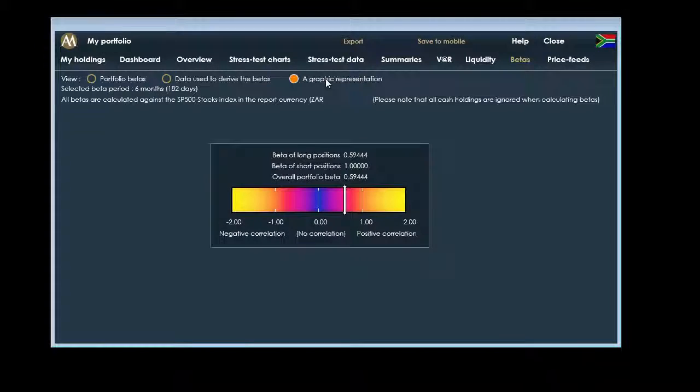In the dashboard graphic, if the white marker is in the dark purple zone, where the 0 is, your portfolio has almost no correlation with the movements of the market. For a beta of -1, if the market goes up 1%, your portfolio would go down by 1%.